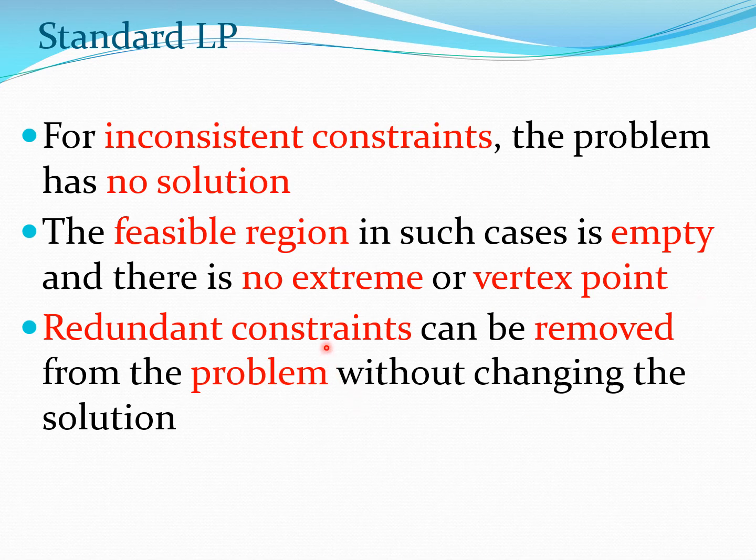Redundant constraints can happen if two of your constraint equations are essentially linearly dependent, or you can visualize them as parallel. And therefore, if you remove the redundant constraint, the problem once again becomes okay, and you can then solve that particular problem.